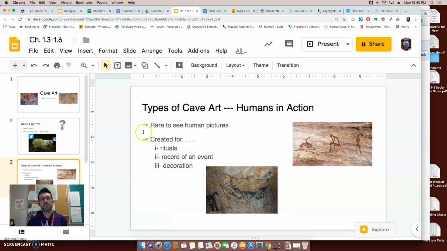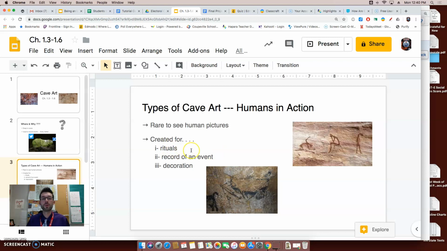We're going to talk about some different types of cave art. The first type of cave art that we can see on cave walls is humans in action. Now, interestingly enough, this type of cave art is rarely seen. We don't see a lot of human pictures on cave walls. As you can see, here are some examples of cave art using the human figure. Now again, we can only make educated guesses as to why people put people on cave walls.